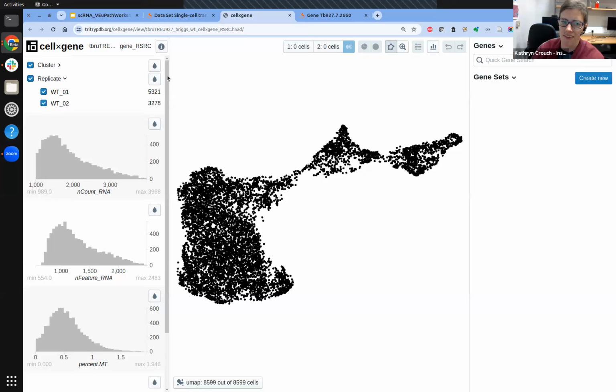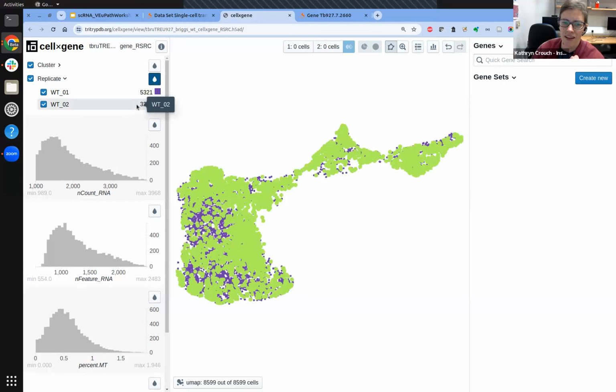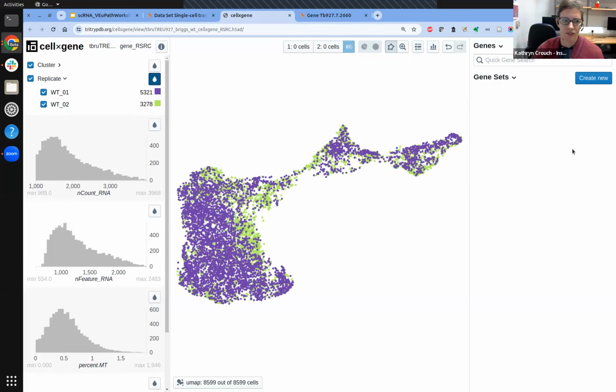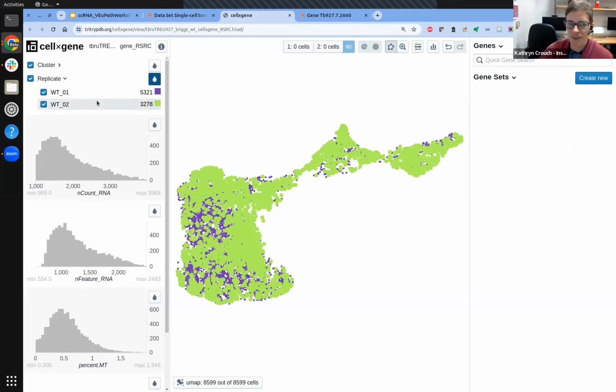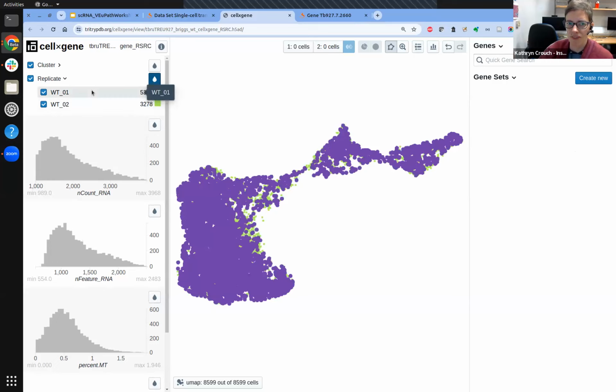And for anything like this, I can click on this droplet icon. And that's now going to color each of my cells. So now the replicate 1 cells are in purple and the replicate 2 cells are in green. If I mouse over either of these, you'll see that what it does is it redraws the purple points slightly bigger and on top, so they sort of pop out at you and you can see them.